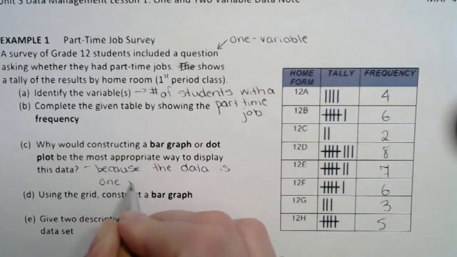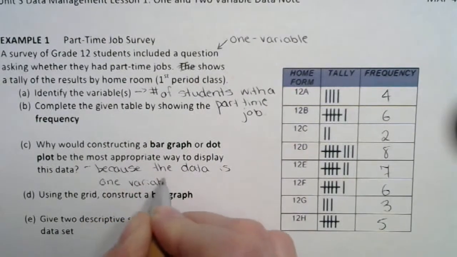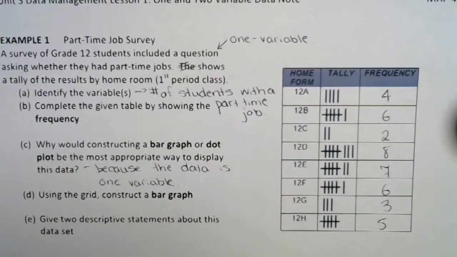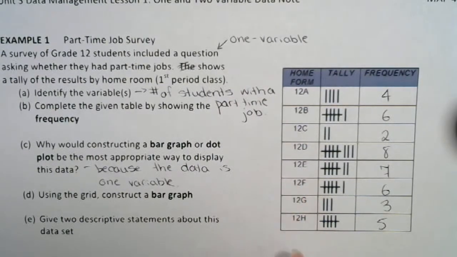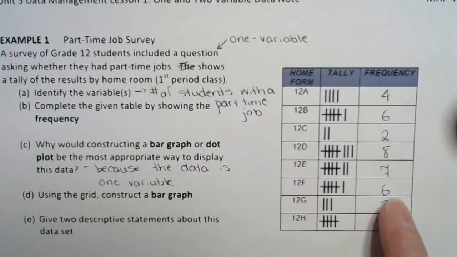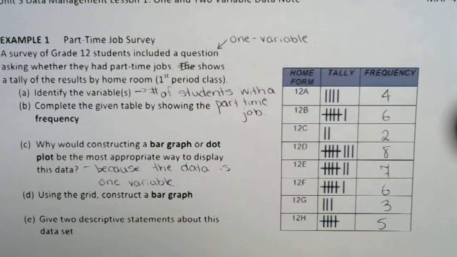And if you think about it, if you were to try and present this data in, say, an XY grid with 2 variables, you're going to find that you don't really have anything to put on your x-axis, nothing to go on the horizontal axis. You only have one variable. So very quickly you're going to notice that doing something like a bar graph might make more sense.